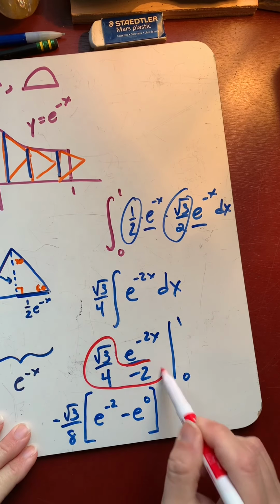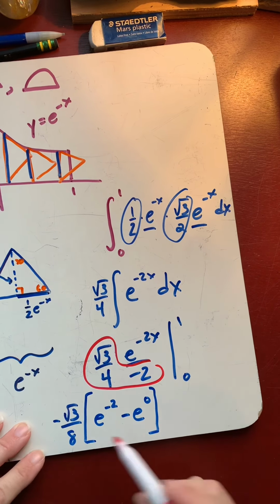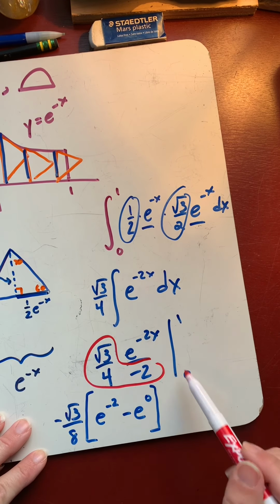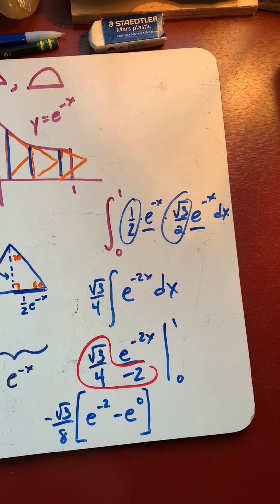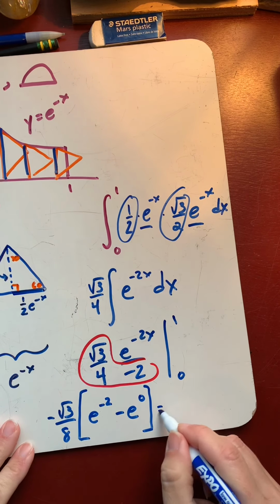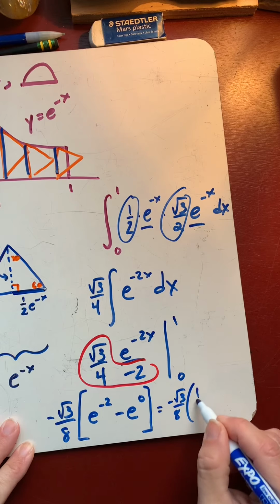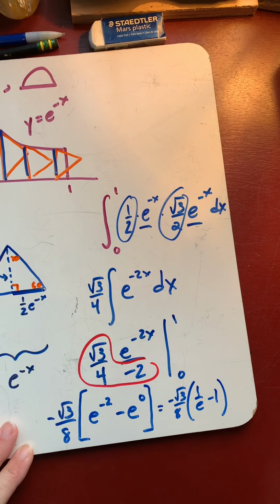I grouped up all this. I'm going to pull that out for now and deal with it later. And I'm plugging in 1, plugging in 0. So what do I actually get out of that? Negative root 3 over 8 times 1 over e squared minus 1.